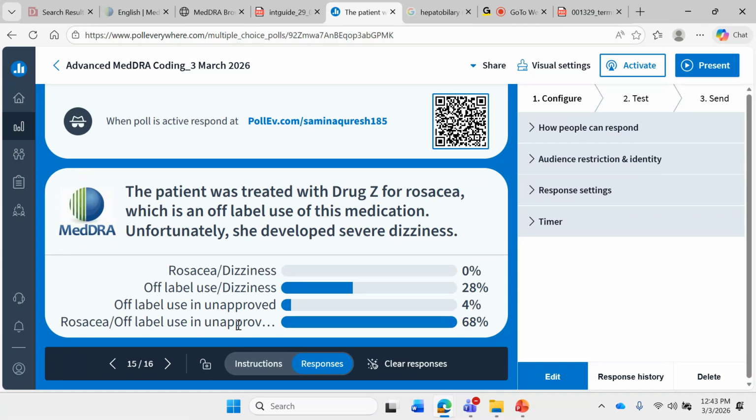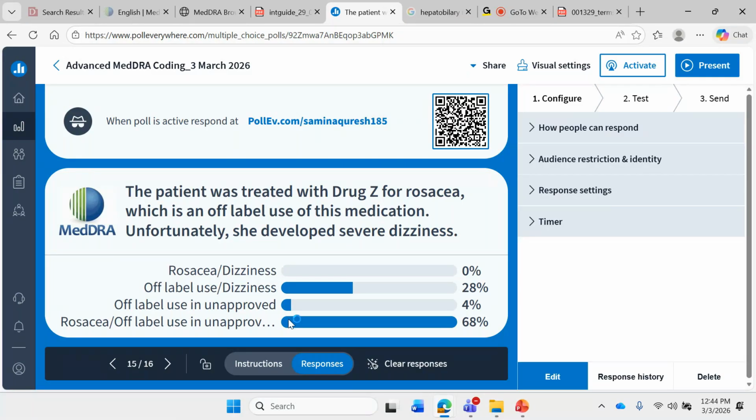And then, of course, you also code what happened. The indication, rosacea, and what happened? He got dizziness. So all three things, the indication, the specific off-label use, and the dizziness should be coded. That is the correct answer, the last one, which 68% of you used.